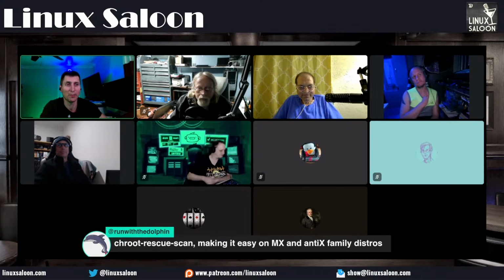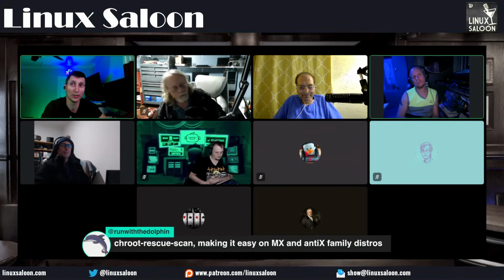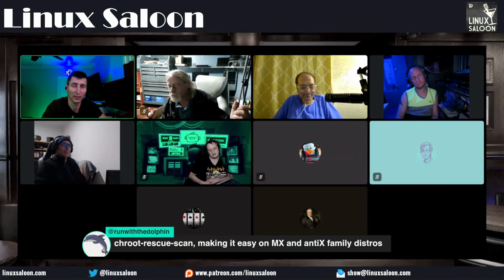Yeah. And so Run the Dolphin says, Chroot rescue scan making easy on MX and Antix family distros. Yep. So I will put the link to that to MX Linux in the show notes. If you have not, it's a great rescue tool for if you bork your system. If you don't have a snapshot or rollback type of distribution, that's one way to fix it.